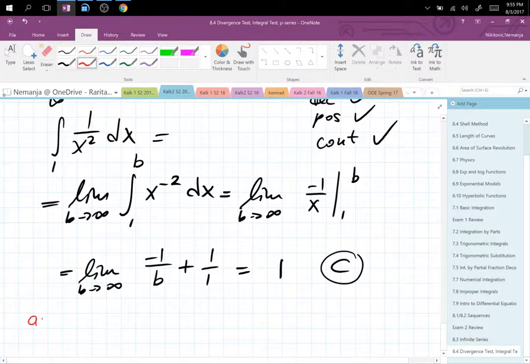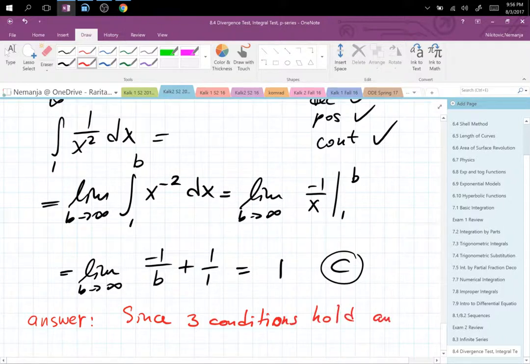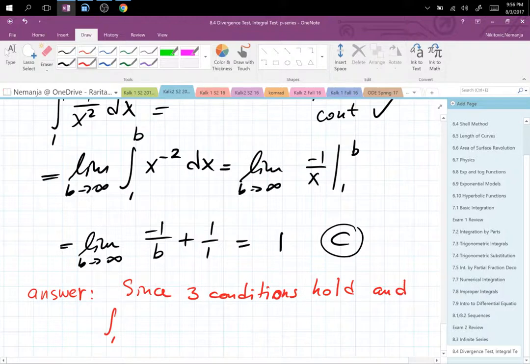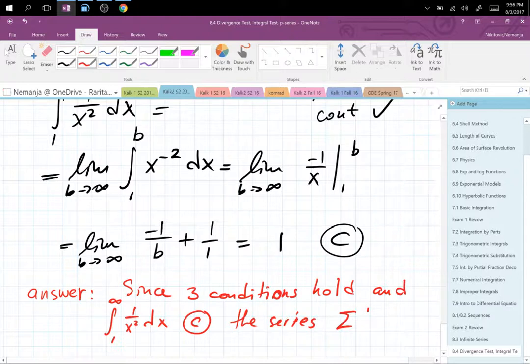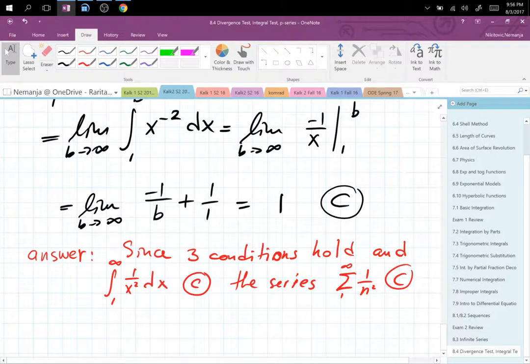Answer. Time to write the answer. Since the 3 conditions hold, and the integral from 1 to infinity of 1 over x squared dx converges, the series summation 1 over n squared from 1 to infinity converges by the integral test.